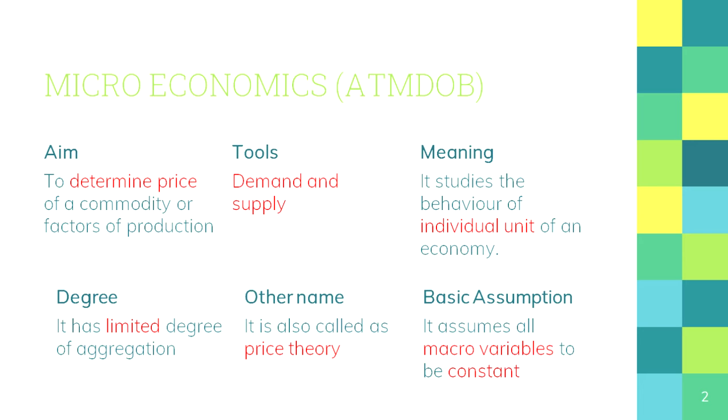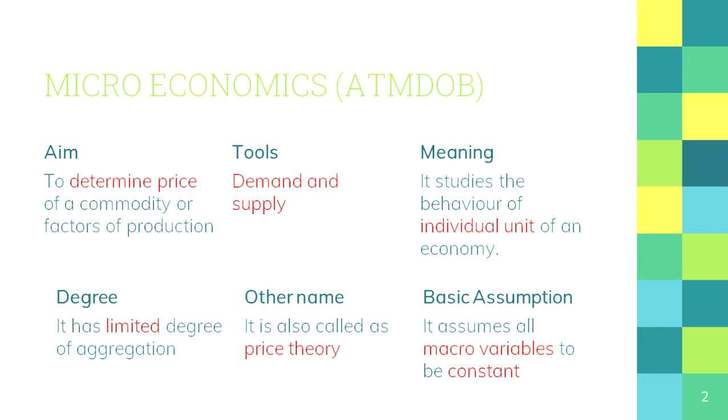And the fifth basis of microeconomics is other name. Microeconomics is also called price theory. The other name for microeconomics is price theory. Now the last basis, that is basic assumption.